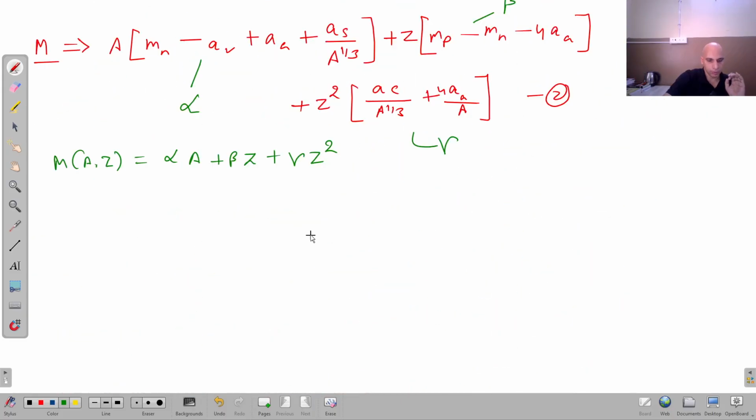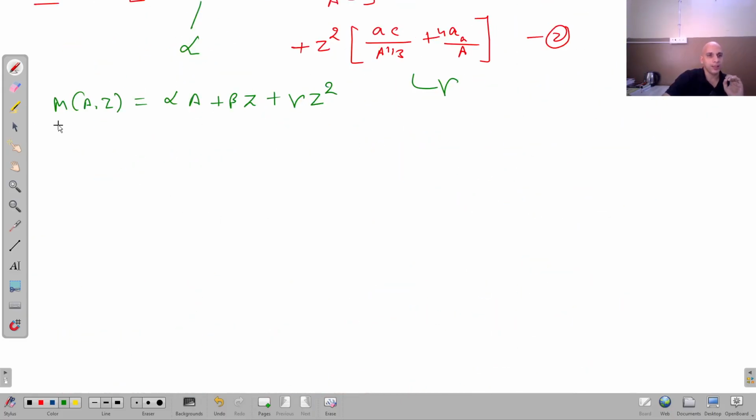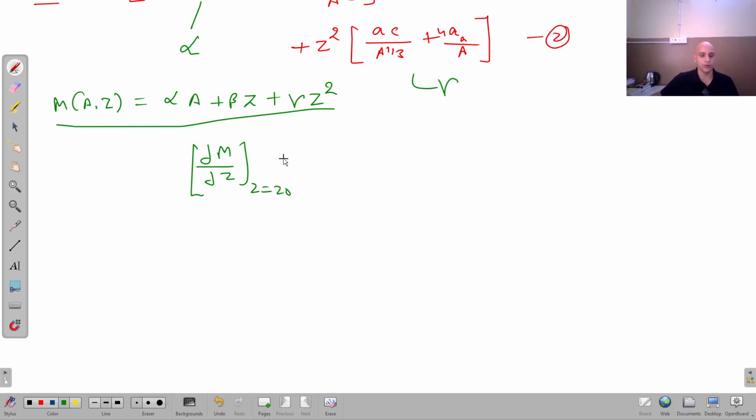So for getting that, we will apply the condition on this equation, and that condition will be curly M upon curly Z at Z equal to Z naught, provided A is constant, it should be equal to 0. This was the condition that we have already applied earlier in that lecture.